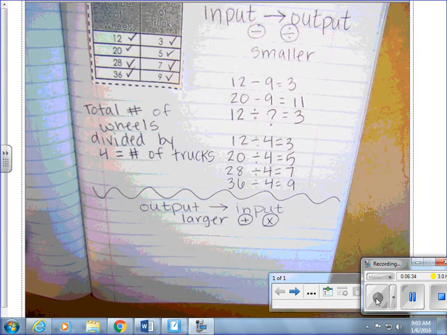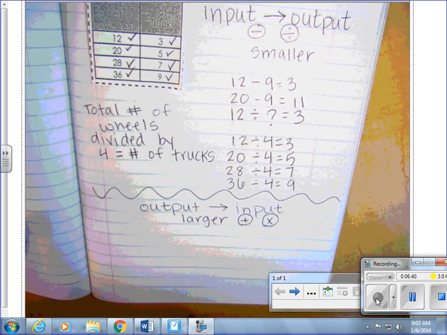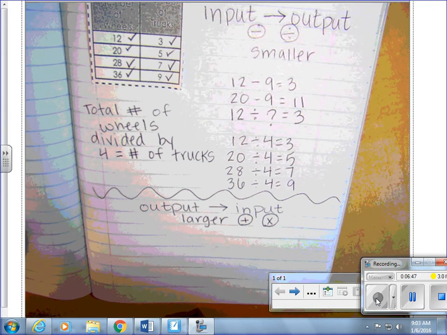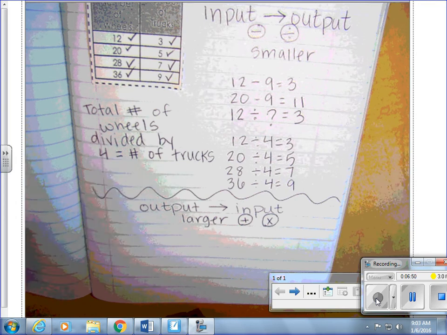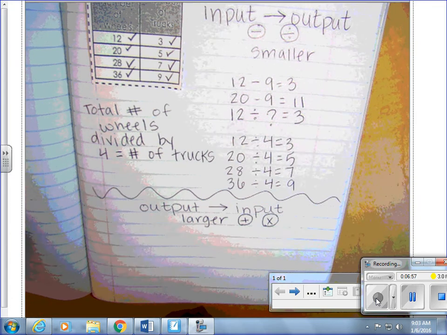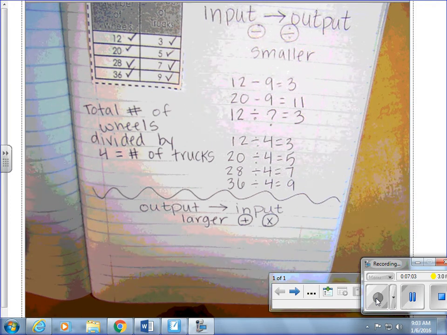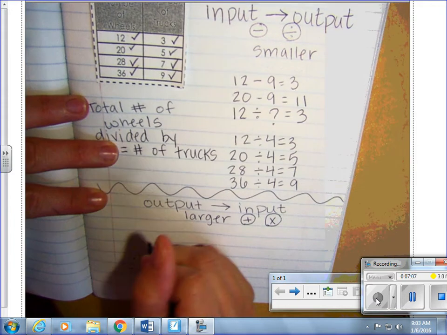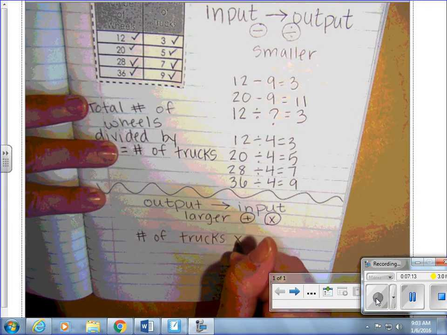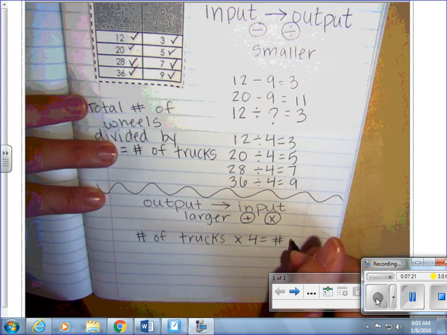Okay, she's saying multiplying by 4. Do you agree with her? How would I write that? Let me ask you this. Would I say, and listen to me very carefully, total number of wheels times 4 equals number of trucks. Am I correct or incorrect? I am incorrect because why? Because I'm going backwards. I'm going output to input. So who thinks they can tell me what my new rule should sound like? What should it sound like on my paper? I like how you said number of wheels instead of having to say total. Very good. It's the same thing.